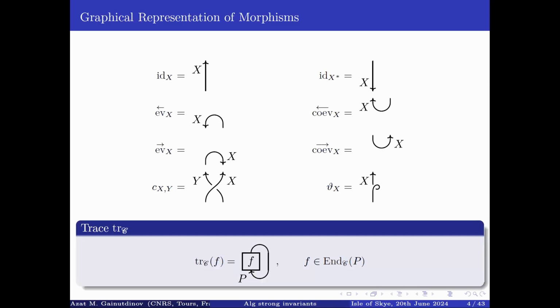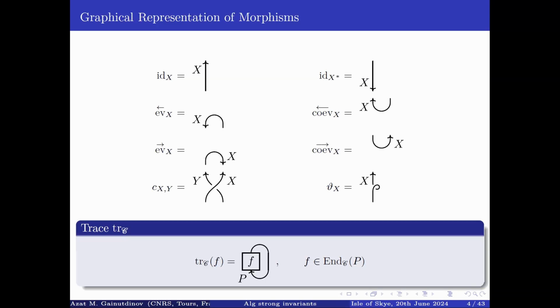Also, I will use these relative correlation maps to define a trace, because in the end we want to calculate numerical invariants. Typically, to a framed link you construct, for example, you take its braid presentation, and then you evaluate in the category, and then you get some morphism. And then to get an invariant, we need to take a trace of such a morphism. And this is called categorical trace.